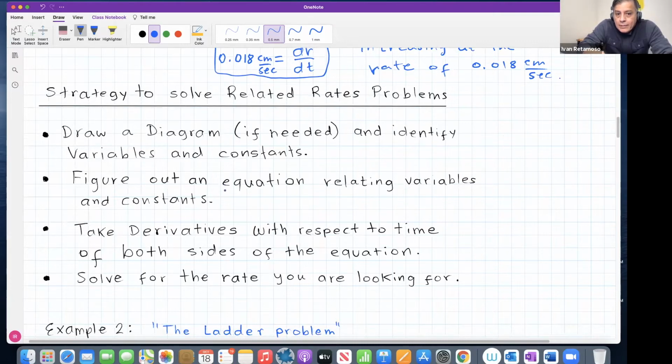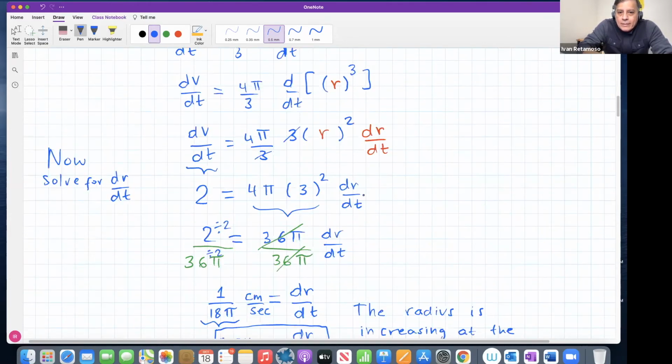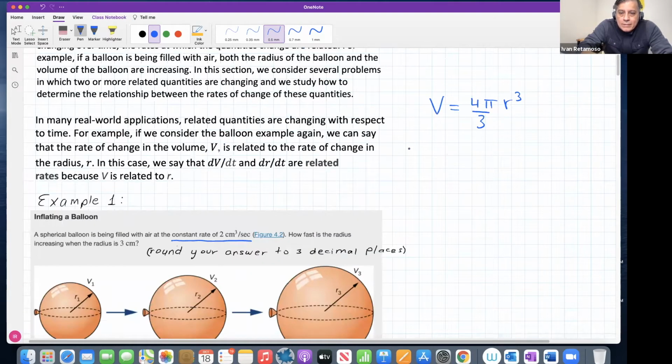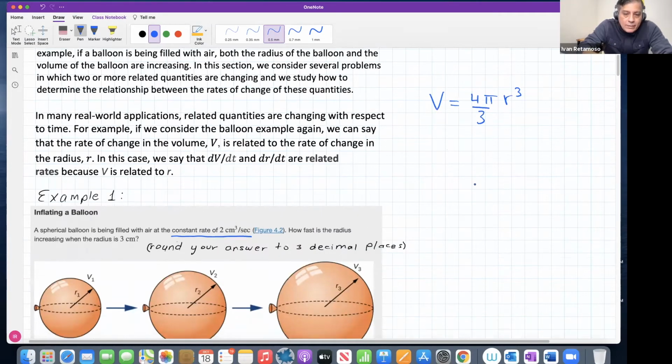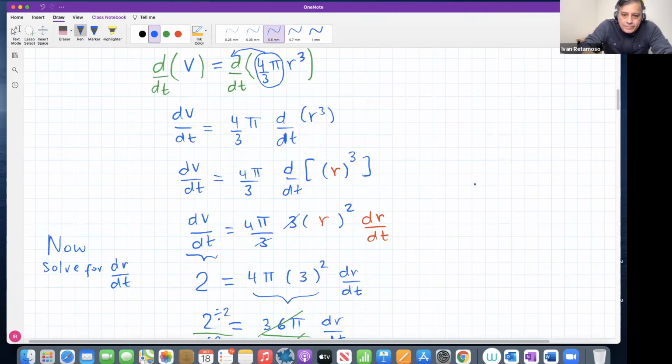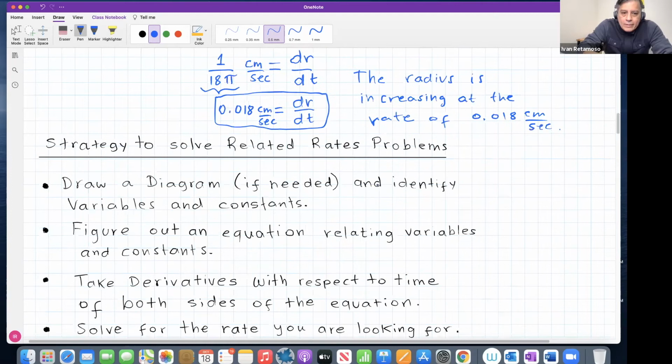Hint 2, figure out an equation relating the variables and the constants. In this case, the equation came from 3-dimensional Euclidean geometry, right? The equation was given. Sometimes we'll be given the equation, but if not, it will not be hard to figure it out. I will show you how to find the equation.